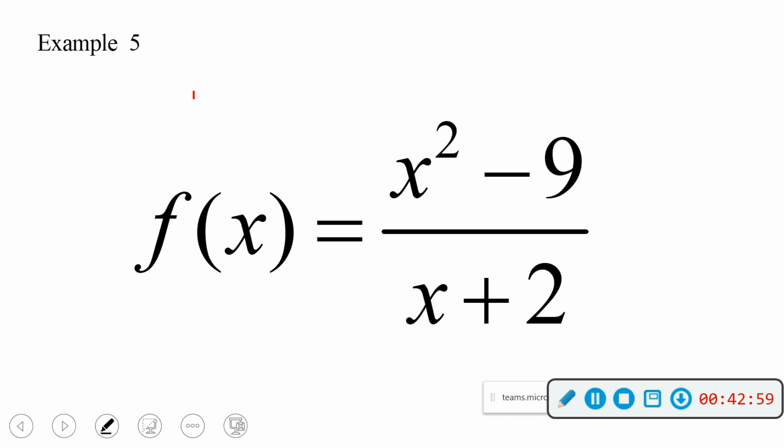Example number 5 is the third type, and this time the degree on top is larger than the degree in the bottom. So we have done graphing form, we have done when the degrees are the same, and now we're going to do where the degree on top in the numerator is larger than the degree in the bottom. Make sure to write that down. You'll want to be able to refer back when you do your homework.